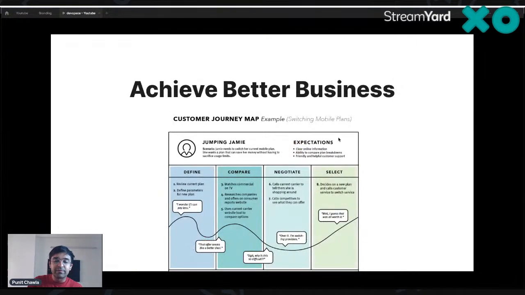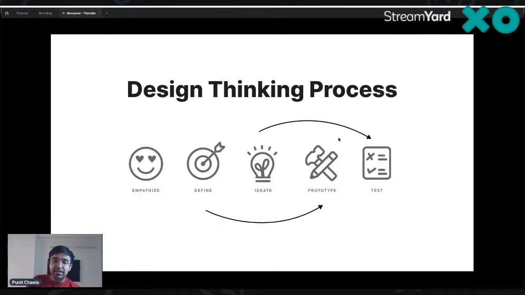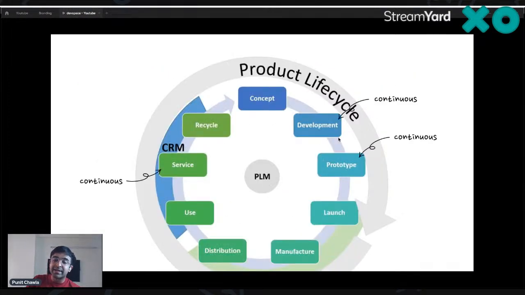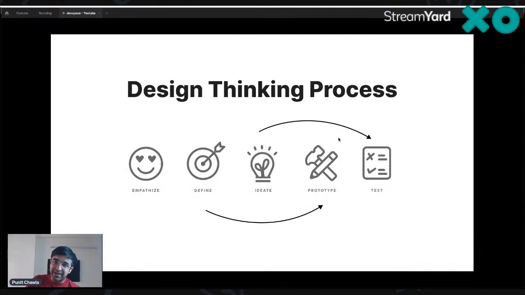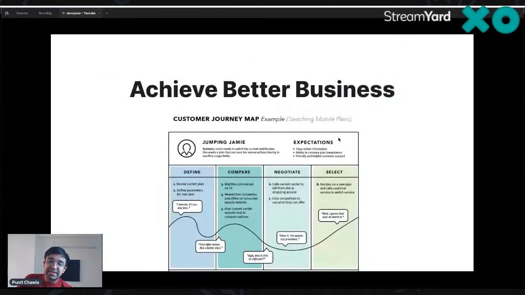Okay, so I think we've discussed a bunch of things, like how you can achieve better business through a customer journey map, the two areas that a UX designer focuses on from the point of view of users and from the point of view of business. Then you have the design thinking process, the product life cycle, and how the UX design process affects the product life cycle and where it stands. And basically a bunch of areas you guys can focus on in the future.